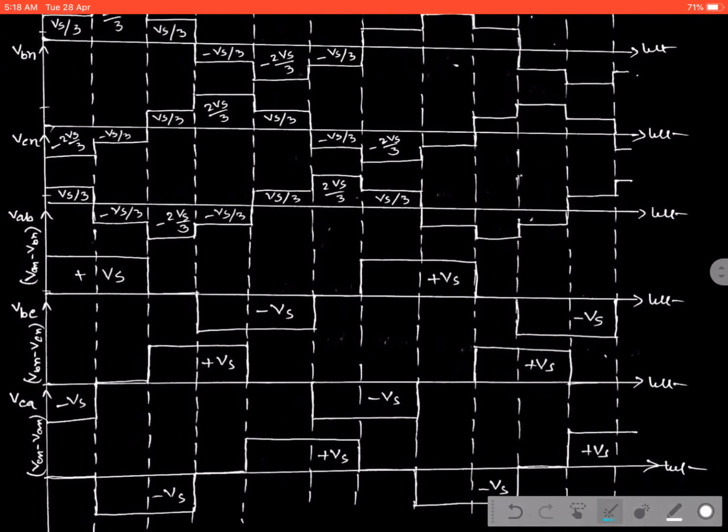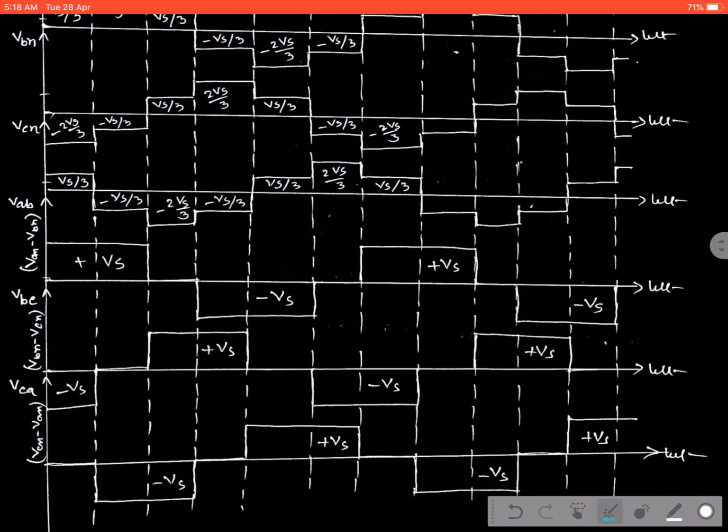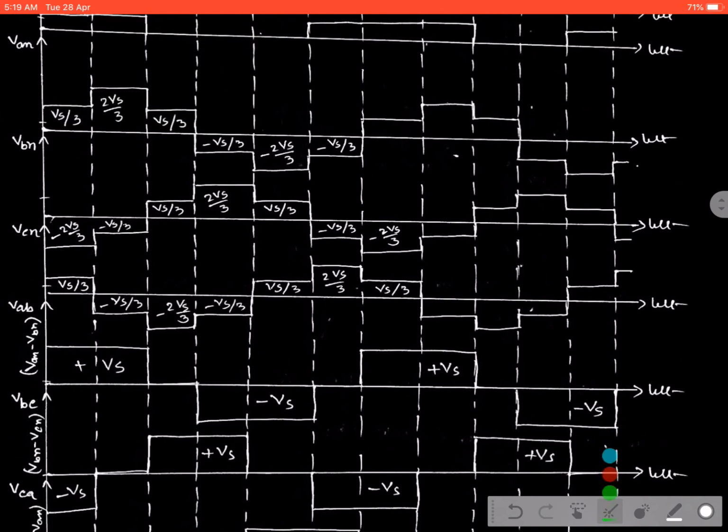but we are more focused on forming the line voltage, as the line voltage is appearing across the load, which is defined by VAB, VBC and VCA. That means VAB is VAN minus VBN, which is defined here. So we will do the same thing: VAN minus VBN means this one and this one will be subtracted.